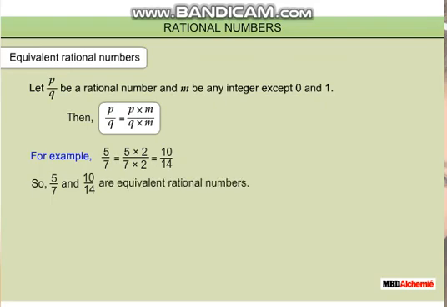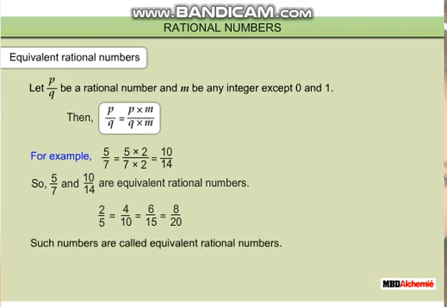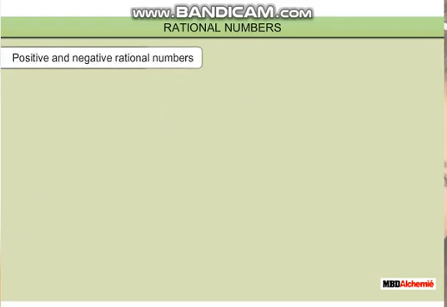In a similar manner, 2 upon 5 is equal to 4 upon 10, is equal to 6 upon 15, is equal to 8 upon 20. Such numbers are called equivalent rational numbers. Positive and negative rational numbers.